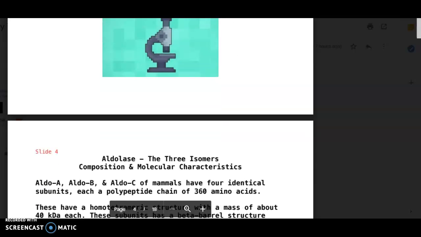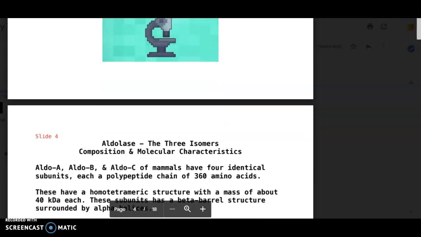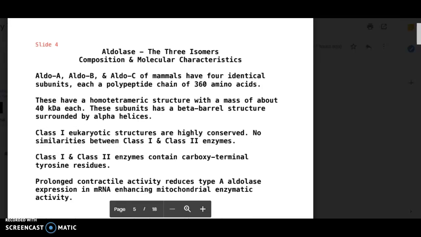Now we're talking about the composition and the molecular structure. For the composition, the three isozymes A, B, and C found in mammals are composed of four identical subunits. Each is a polypeptide chain of 360 amino acids. The enzyme has a homotetrameric structure with subunits that are approximately 40,000 daltons in size. The structure of these subunits is a beta barrel surrounded by alpha helices and connecting loops. If the activity of one of the four subunits of the homotetramer is knocked out, the entire complex is incapable of normal function, indicating a tight communication between these active sites.